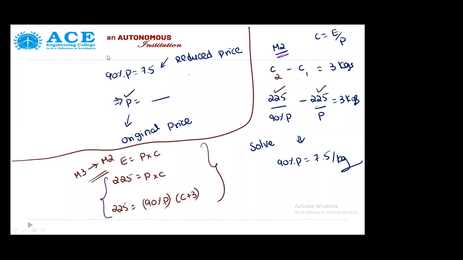Make a note: 90% of P. Sir, by calculating the value of C, that is nothing but 27, and after the increase it becomes 30. So 225 divided by 30, we are getting the same. Yeah, that's it. Yes, 90%.